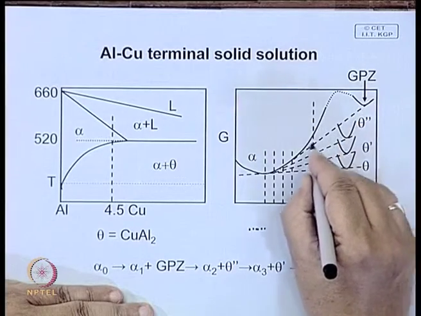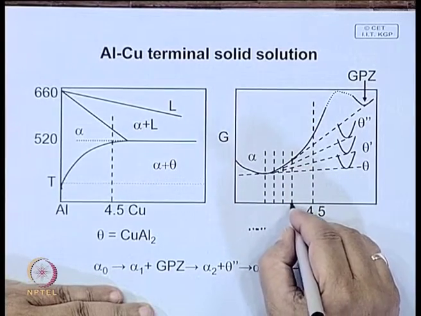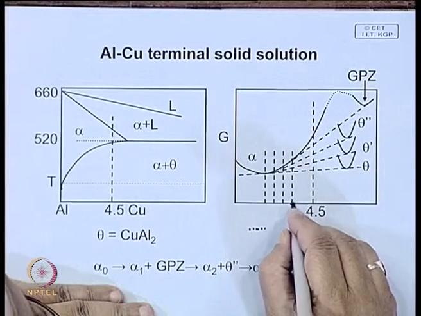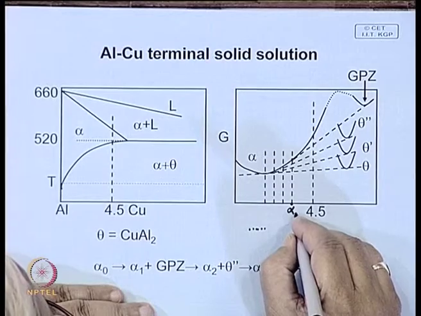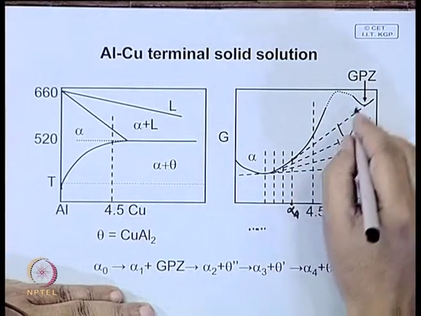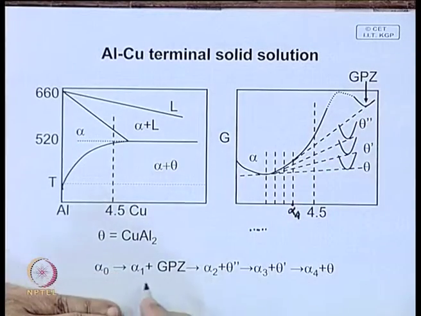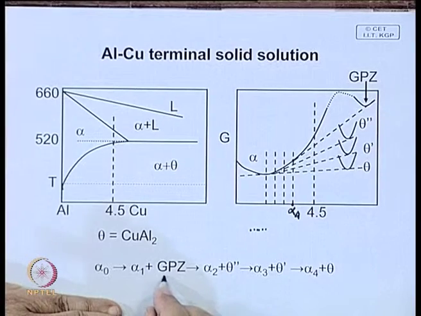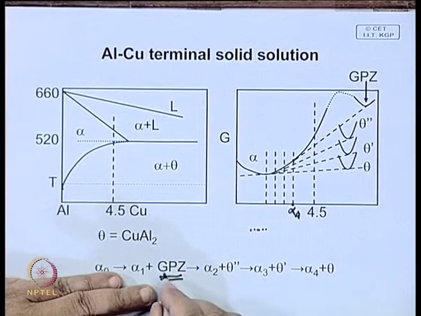With this, you can draw a common tangent to this phase, giving the composition with which it will be in equilibrium. Let us say this is alpha 4. Similarly, it does not go through just one stage; depending on the composition, you can have multiple intermediate precipitates. The first precipitate, which is a cluster of copper atoms, is known as Guinier-Preston zone or GP zones.